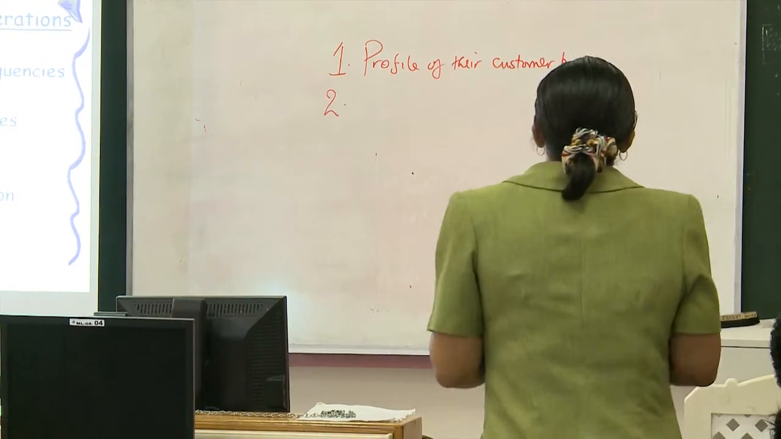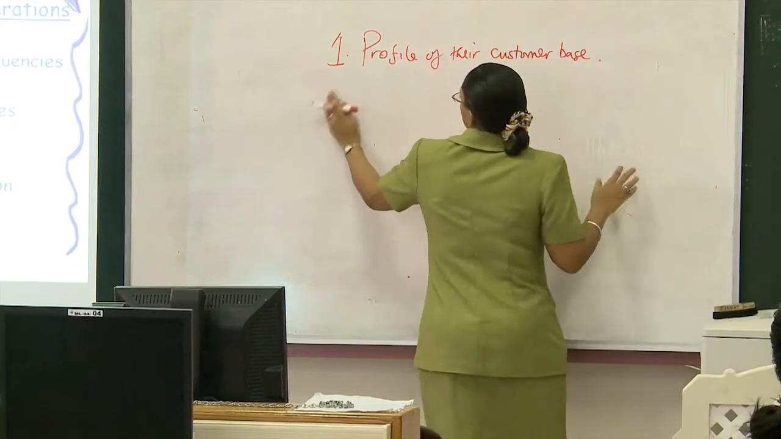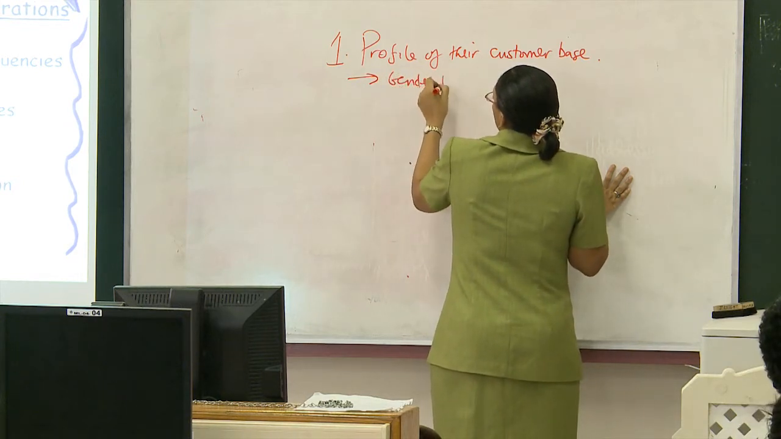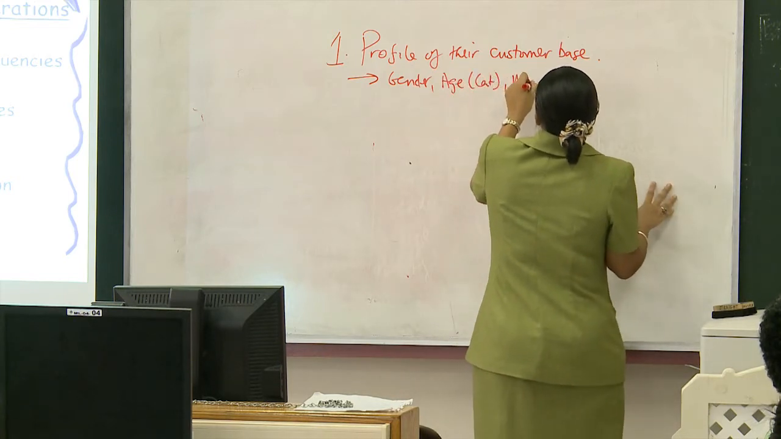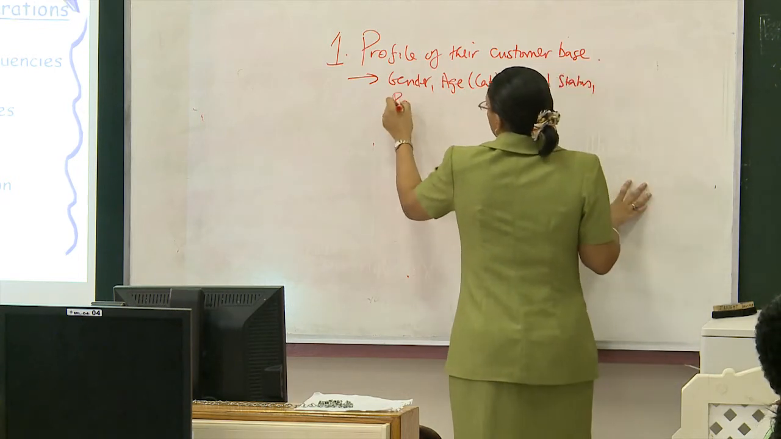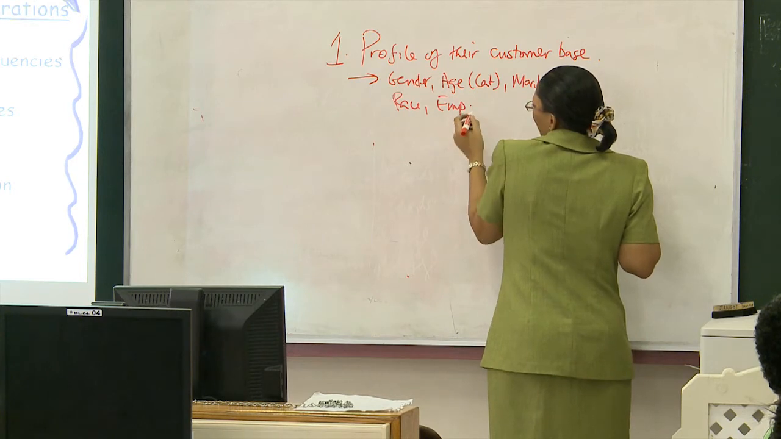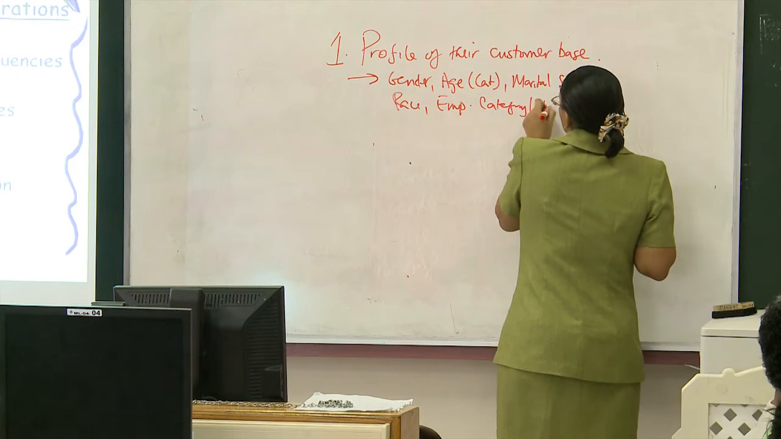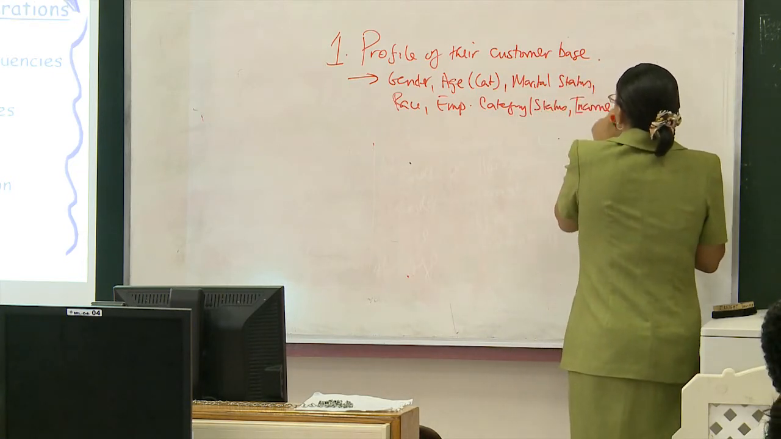So under that, I will be looking at what types of questions? I'll be looking at their what? Gender, age, marital status, race, employment category. Do I have an employment category? Income. What else? Anything else?